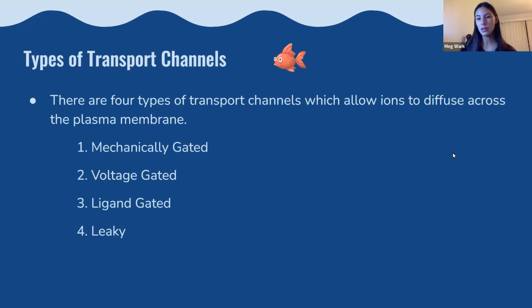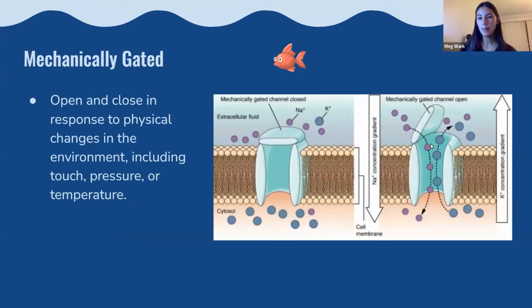Now we're talking about types of transport channels which are embedded in the plasma membrane. These are all your protein transport channels, which might be familiar from biology. There are 4 different types: mechanically gated channels, voltage gated channels, ligand gated channels, and leaky channels. And you'll find these just studded throughout the plasma membrane. First we've got our mechanically gated channels. These open and close in response to physical changes in the environment, including touch, pressure, or temperature.